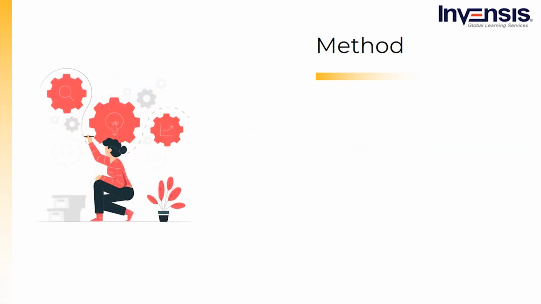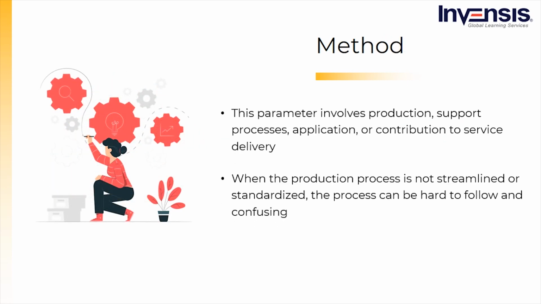Fourth, method. This parameter involves production, support processes, application, or contribution to service delivery. Does any of the methods involved in the process include many steps or activities that don't add any value to the system? When the production process is not streamlined or standardized, the process can be hard to follow and confusing. It specifies the rules, regulations, and policies contributing to the slowdown in the processes.